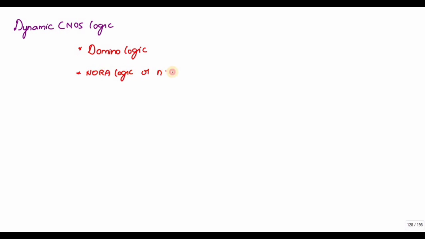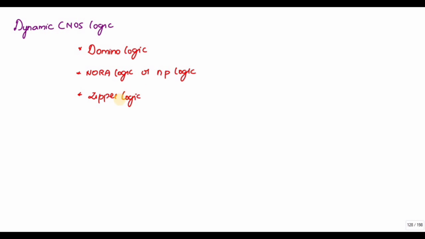In this video, we are going to discuss dynamic CMOS logic. The logic families which come under dynamic CMOS logic are: first, domino logic; NORA logic, NORA meaning no race logic, or NP logic; then zipper logic.